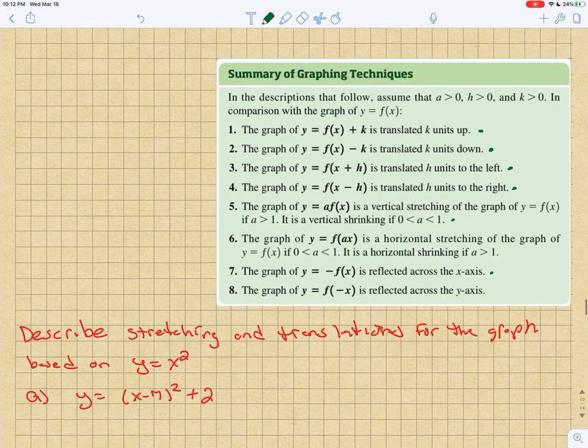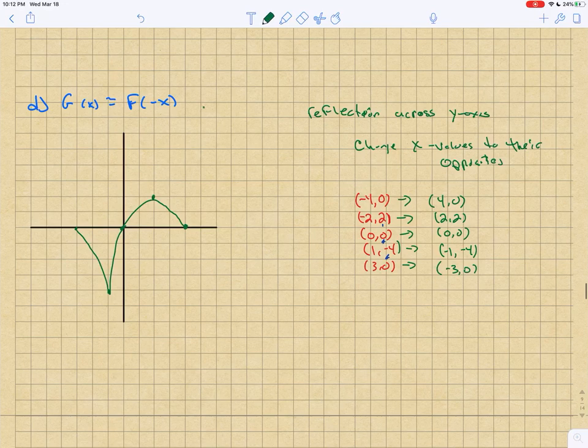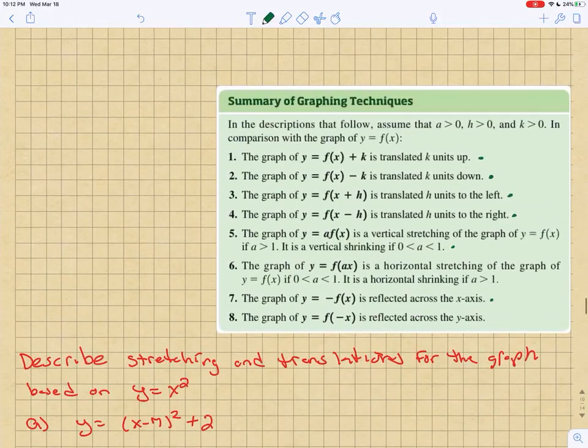In number 7, it says the graph of y equals minus f of x is a reflection across the x-axis. And in 8, it says the graph of y equals f of the opposite of x is a reflection across the y-axis. And that's the problem we just did up here in D.